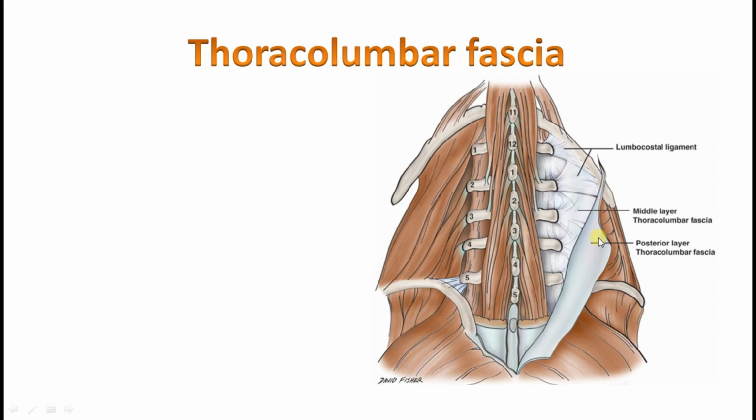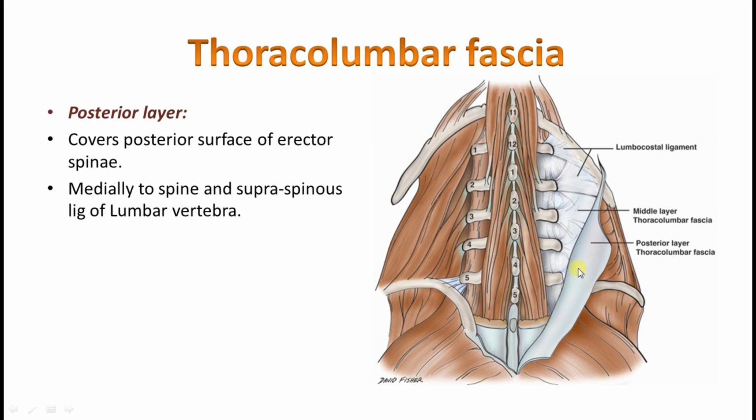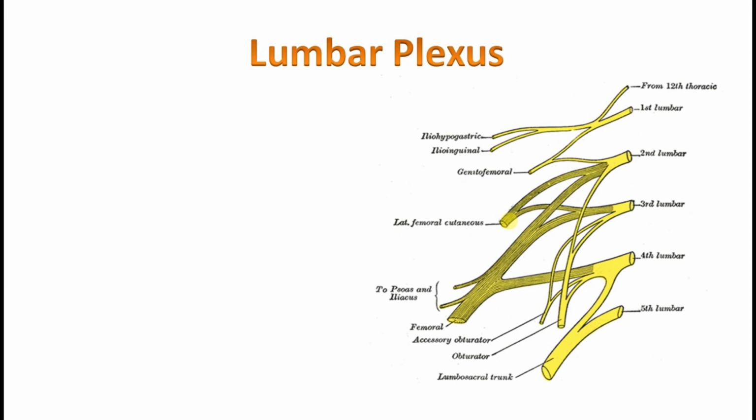This is the posterior layer, which is present behind the erector spinae group of muscles but anterior to the latissimus dorsi muscle. The posterior surface of erector spinae is covered by the posterior layer of thoracolumbar fascia. Medially it attaches to the spines of the lumbar vertebrae and the supraspinous ligament. Laterally it merges with the middle layer.